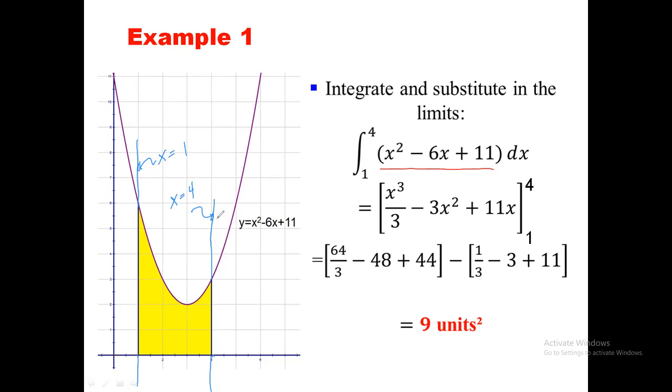You may notice that you have this line x equal to 4 and x equal to 1, and they are the limits of your integral. And this is the function. So this is the first objective: you will determine the area bounded by your curve, your integrand, the limits of integration representing these two vertical lines, and of course this x-axis here. So this is your x-axis. The area that you are trying to determine is this particular area shaded in yellow.